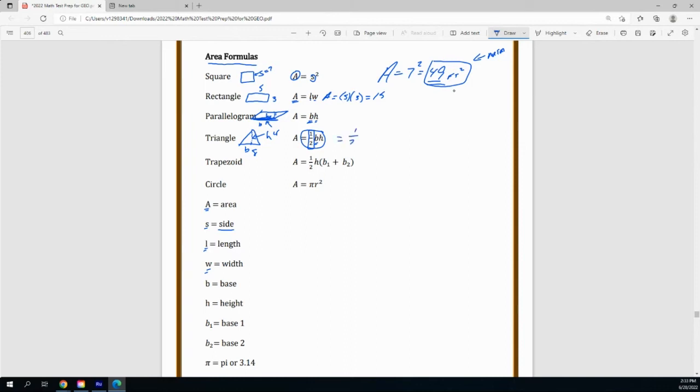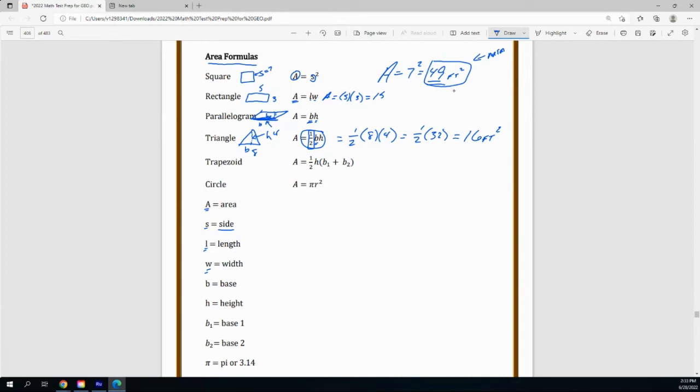So I'm going to take half of whatever 8 times 4 is? 8 times 4 is 8, 16, 24, 32. So that means I'm going to take half of 32, which is actually 16. That means my area is going to be, let's say, 16 feet squared.